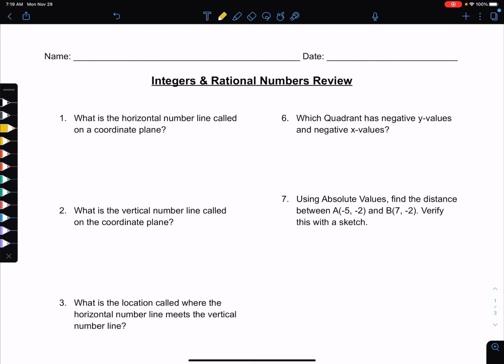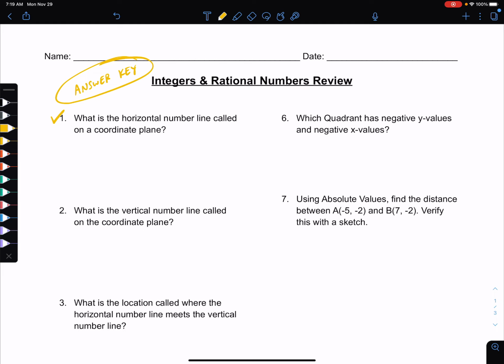In this video, let's go over some review on integers and rational numbers, focusing on the coordinate plane. This is just going to be sort of an answer key or an explanation to each of these practice problems. Alrighty, so let's take a look at number 1 here.